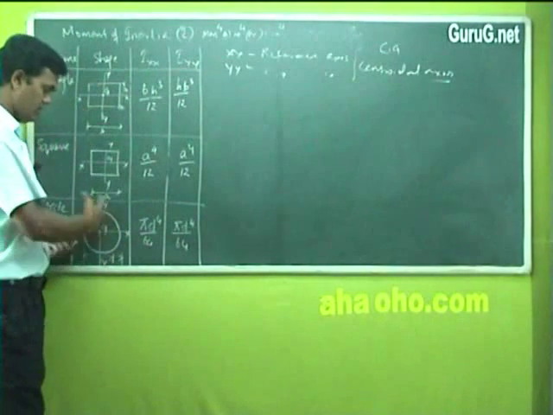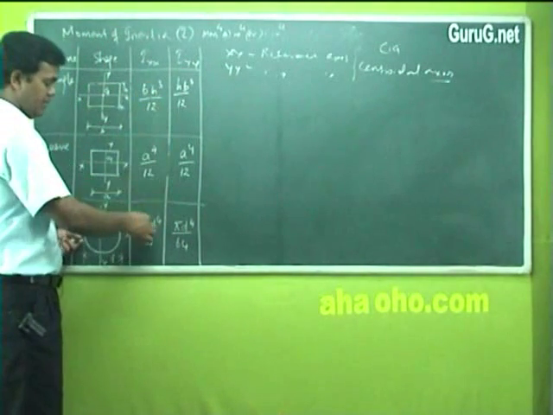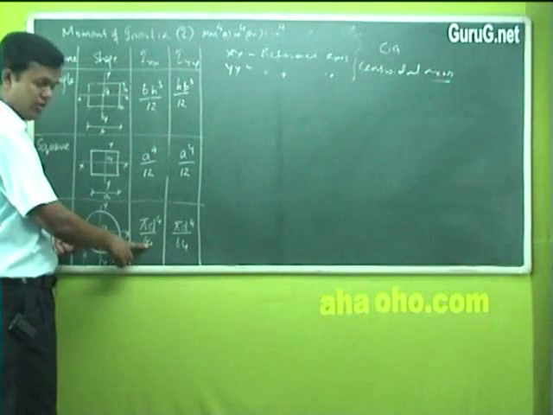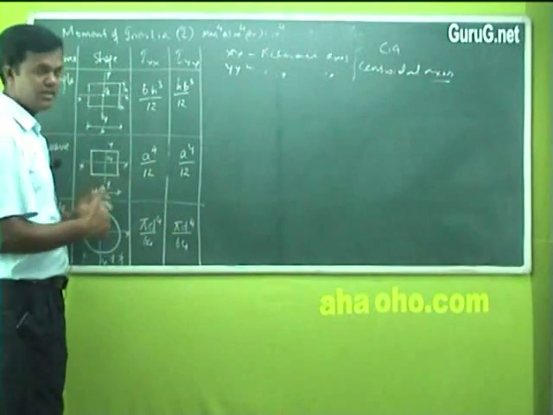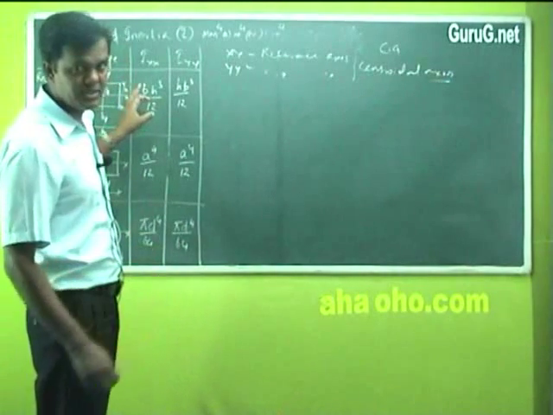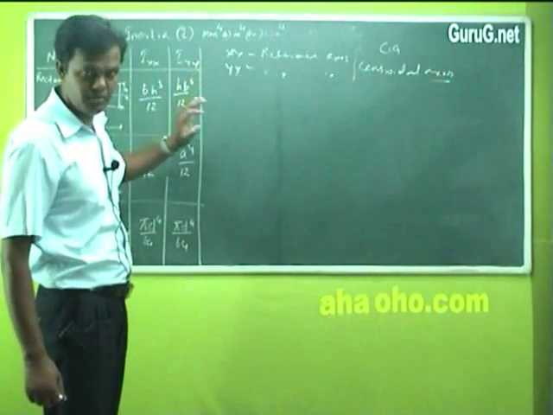See the circle, you have the circle shape, Ixx is pi d to the power 4 by 64. And Iyy is also pi d to the power 4 by 64. So like this you have different shapes. Why I wrote this diagram is, you can just copy it from the book and understand.